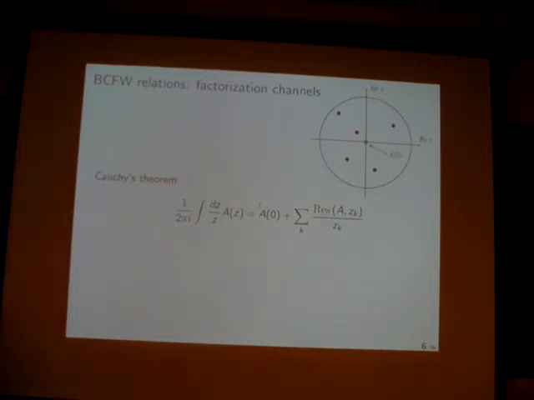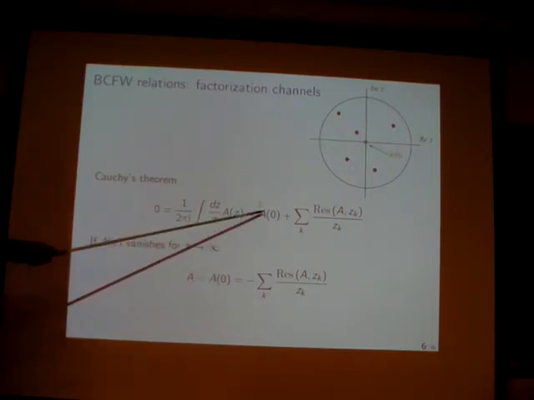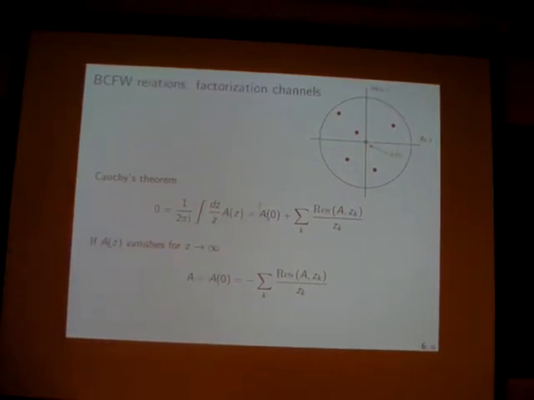If on top of it we assume that the amplitude vanishes at infinity, we can put this zero on the left-hand side and connect the original amplitude, which is a zero, with its residue.